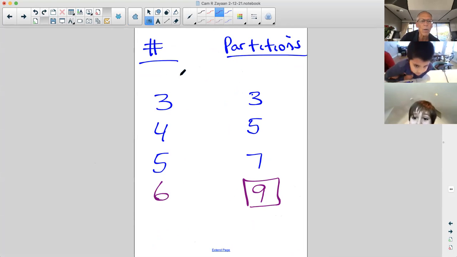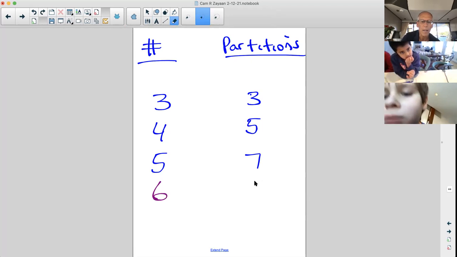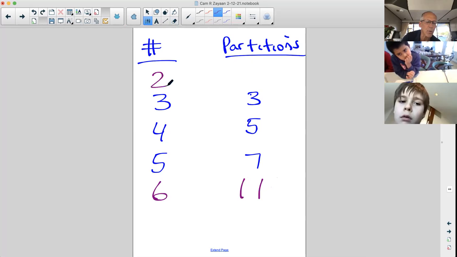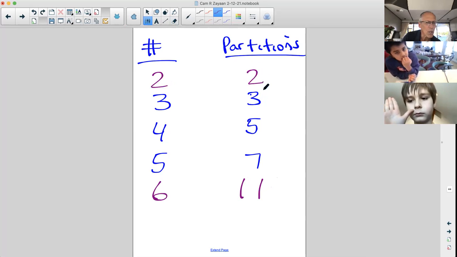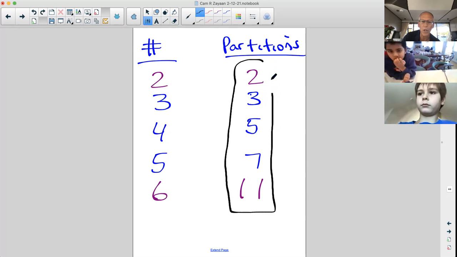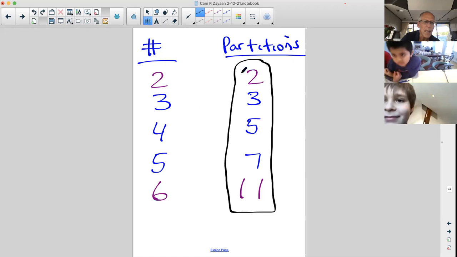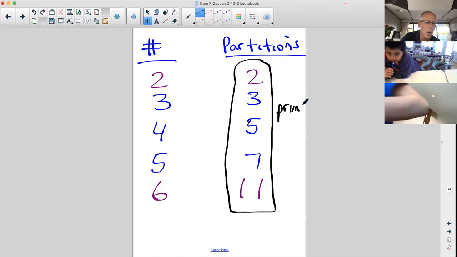And do you know that there is a special pattern right here? In fact, the number 2 has 2 partitions. Can you boys tell me what is special? And Cam, unmute yourself. What is special about those numbers, Cam? It's not that I know the answer, it's just that I have to go potty. All right, but before you go potty, Cam, these numbers, Zayaan, do you know what they're called? I don't know. All right, go potty, Cam. They're called prime numbers, and we'll talk about it when you come back.